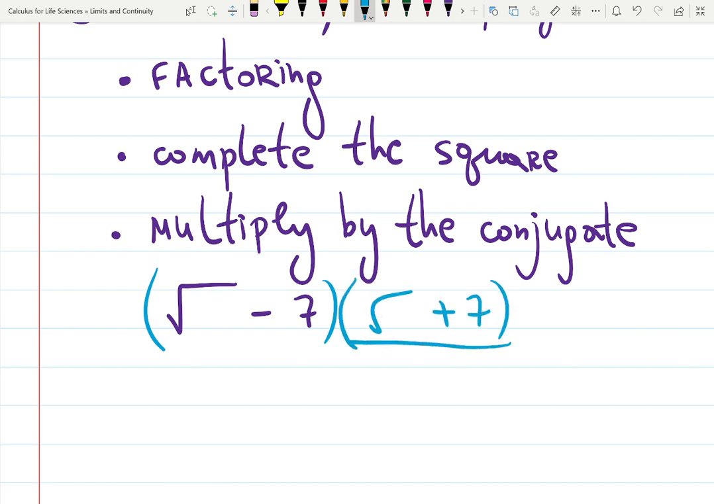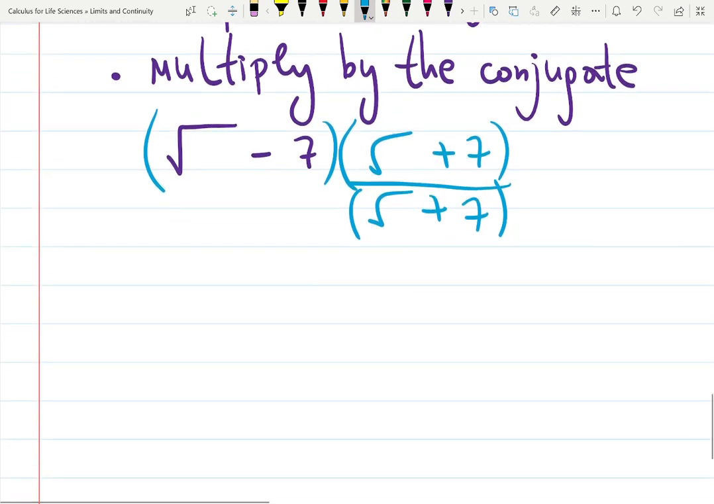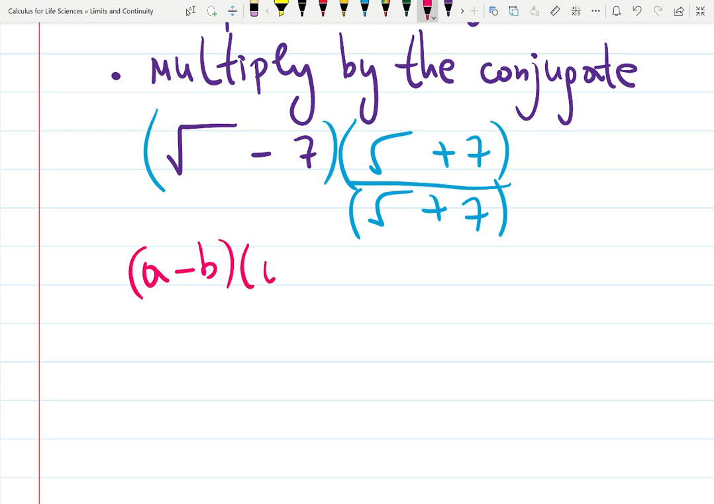But also don't forget to divide, because you cannot just multiply and pretend nothing happened. You can multiply and divide. So multiplying by the conjugate means the square root plus or minus the number, or even the other square root, depending on which one you're given. If you're given minus, multiply by plus, if plus by minus. Why? Because we will be using this formula, a minus b times a plus b, from lecture 0.